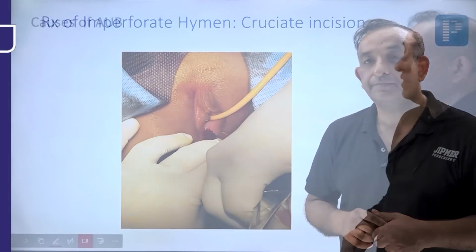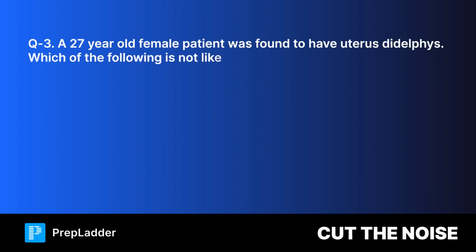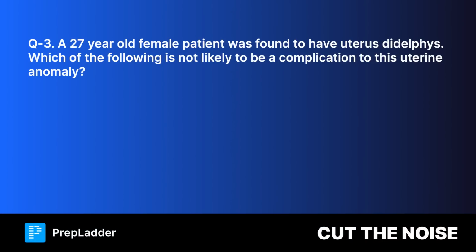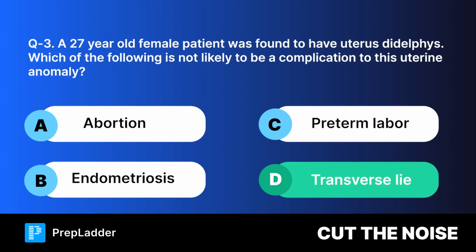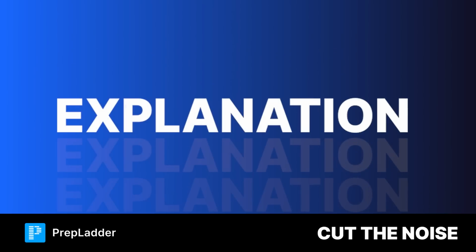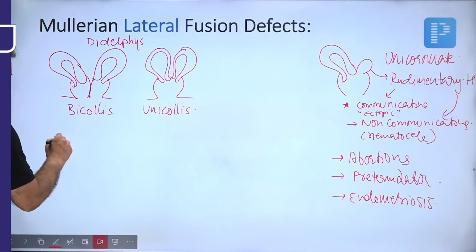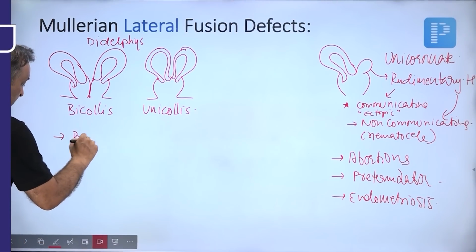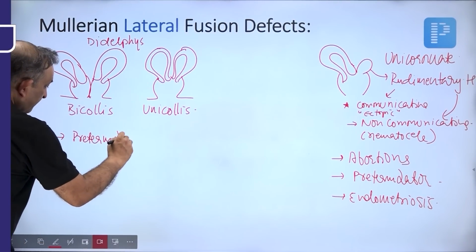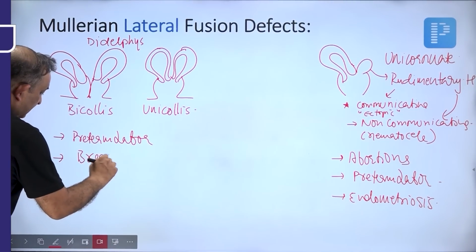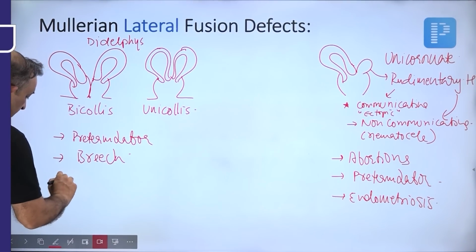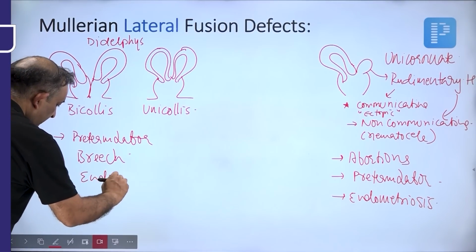All right. Now, Question 3. A 27-year-old female patient was found to have uterus didelphys. Which of the following is not likely to be a complication of this uterine anomaly? Your options are, and the correct answer is transverse lie. Here's the explanation. Now, a didelphys can present with preterm labor again, but also can have a breech presentation at term, may also have endometriosis.